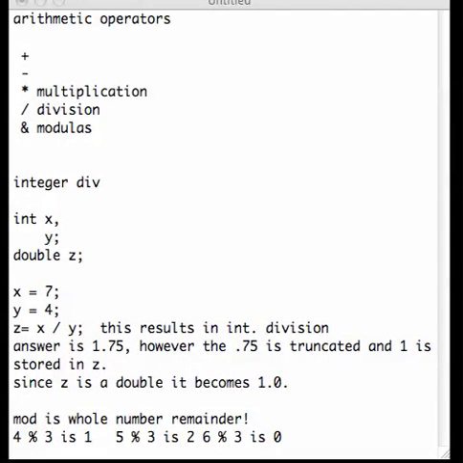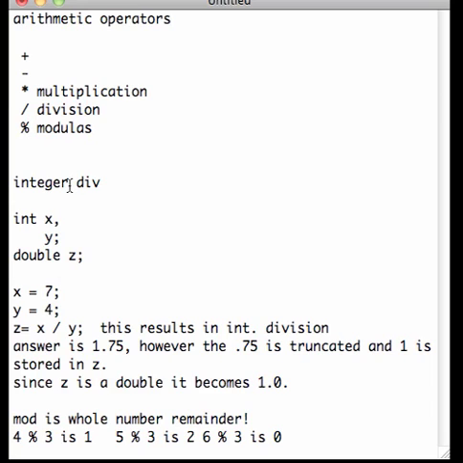I want to talk about arithmetic operators. When we were growing up, everybody realizes the plus sign is for addition, the minus sign is for subtraction, but the x was the multiplication operator. The computer, however, uses a star for multiplication. It uses a forward slash for division, and it uses a percent, not an ampersand, but a percent for mod or modulus. I'll talk about modulus in just a second.